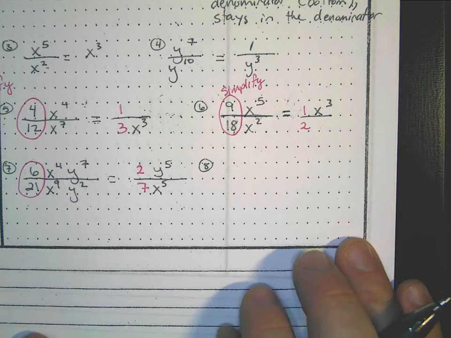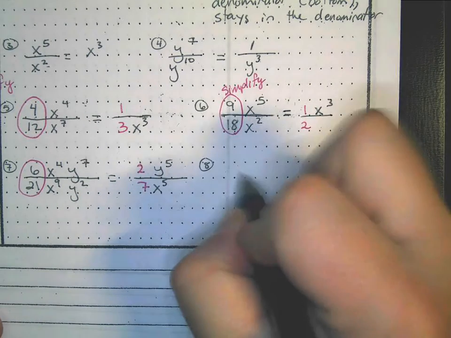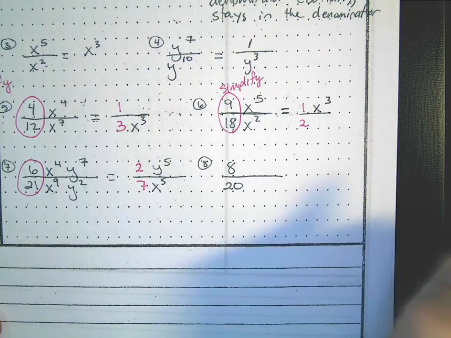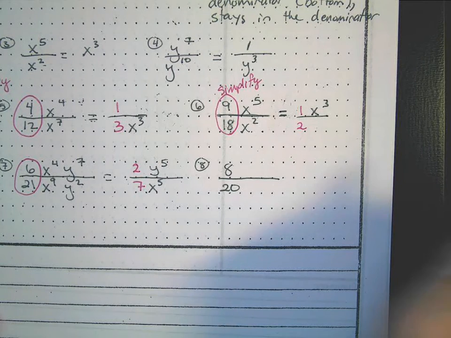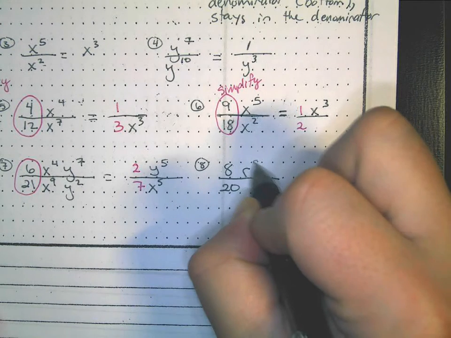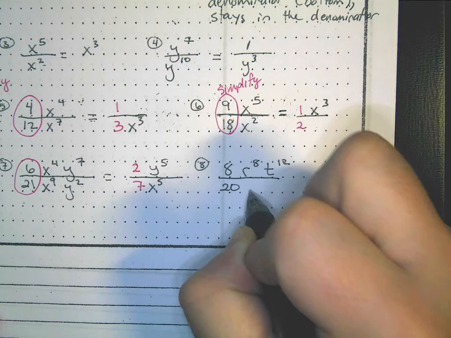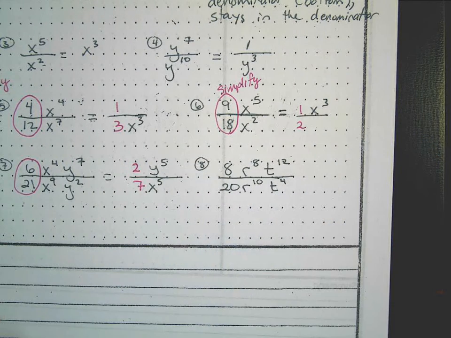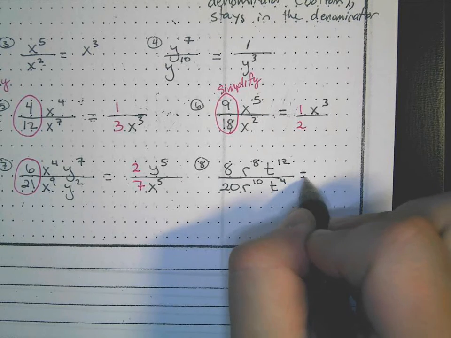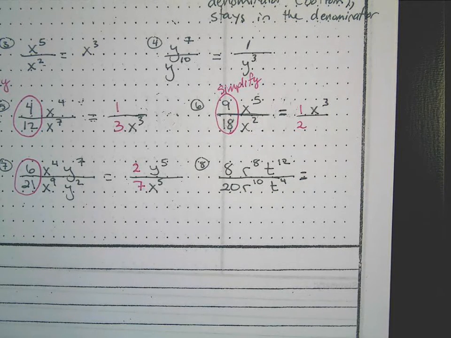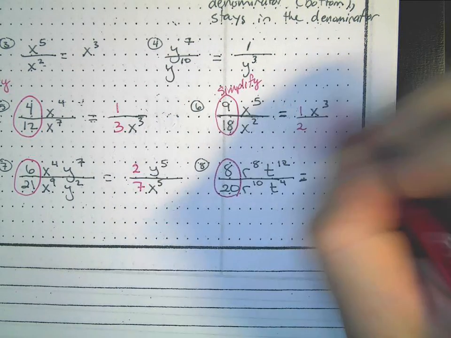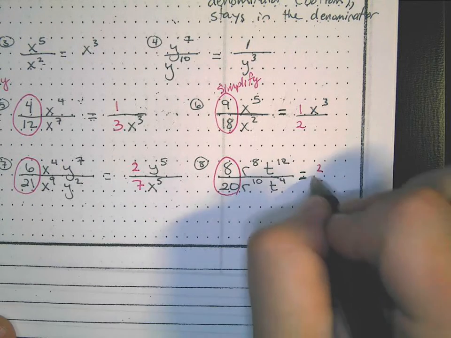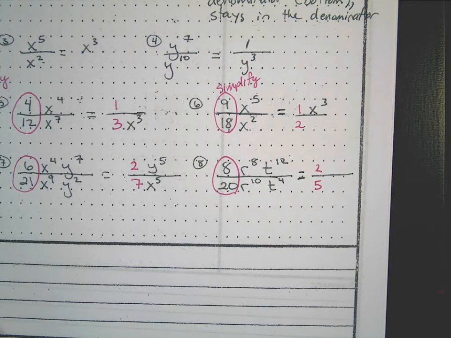Let's do one more. Okay, so let's try to simplify this one. First, we'll simplify our fraction. 8 over 20. What can I divide 8 and 20 by? They are both divisible by 4. So we'll end up with 2/5. Now we'll do our subtraction and put it in the correct spots.